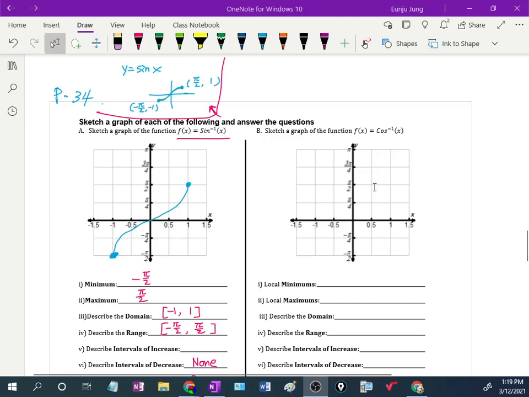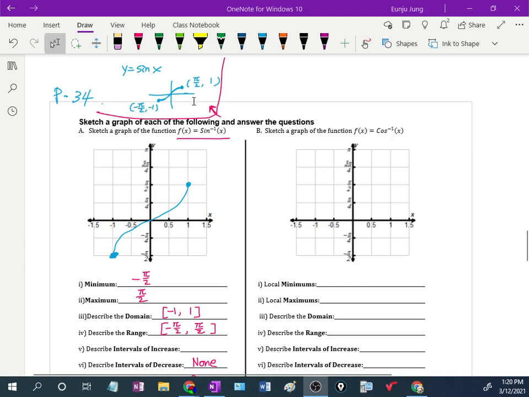In this video, we will go over trig functions and its inverses. So this is page 34 on your handout. Let's go over the sine x graph. This is sine x. We have a domain restriction on it. So both endpoints are from negative pi over 2 to pi over 2.